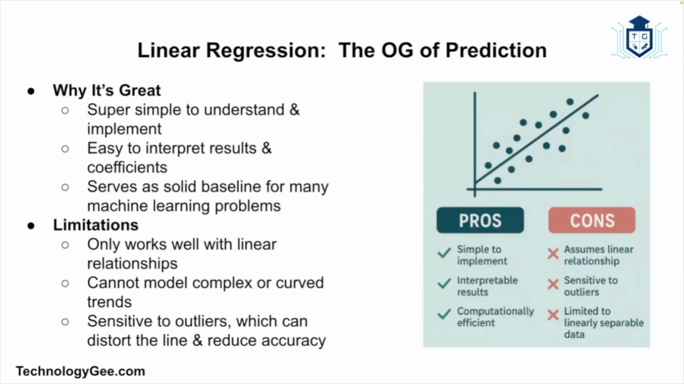Now, exactly why is this great? Well, it's super simple. It's easy to interpret, and it's a solid starting point for many problems. Now, its limitations are, it only captures linear relationships, and it is sensitive to outliers.